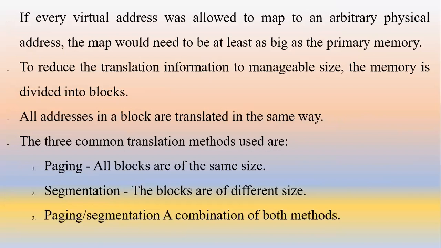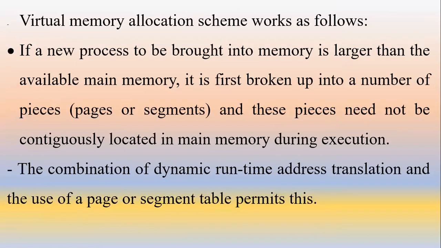The three common translation methods used are, number one, paging, in which all blocks are of the same size. In other words, a process or data is broken down into blocks of equal sizes, that is paging. For segmentation, the same is broken down into blocks, but of different sizes. And then you have other translation methods that combine both paging and segmentation.